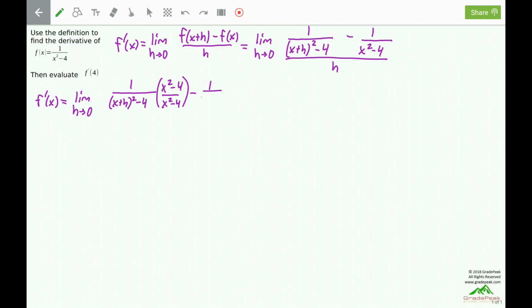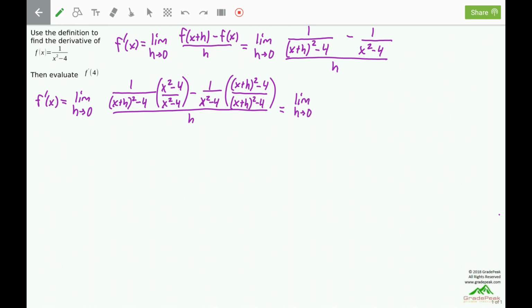I'm going to take the second fraction and multiply it by x plus h squared minus 4 over x plus h squared minus 4, a form of 1. All this is over h, and that will produce our common denominator.